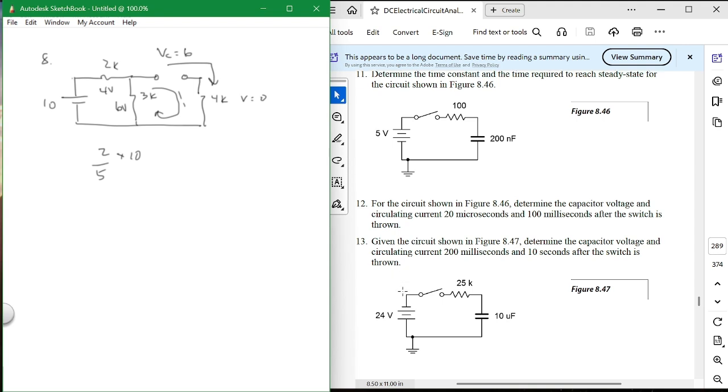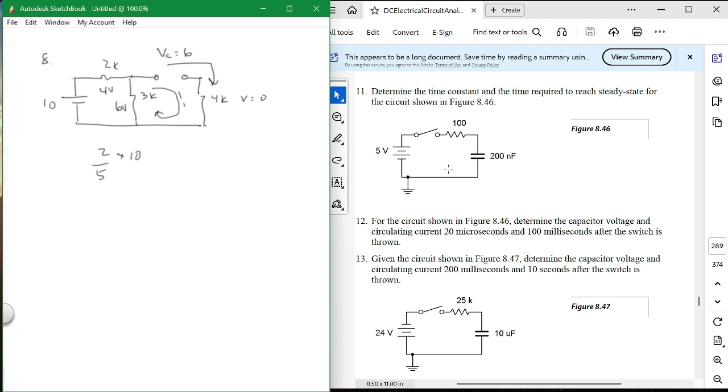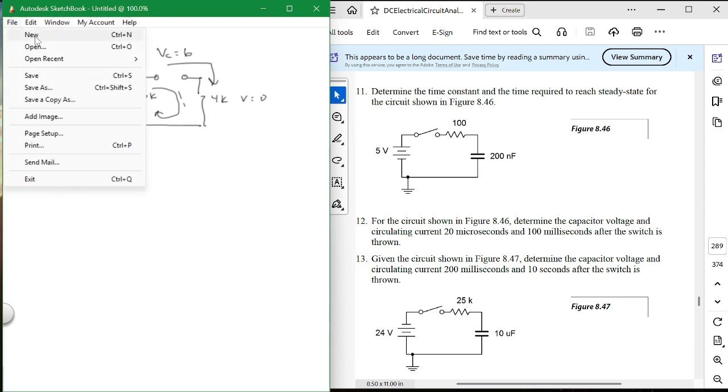Okay, now we're down to number 11. Here we go, number 11, time constant time. All right, so this is a time constant. This is a DC source with a resistor and capacitor. And again, when we studied this stuff, I told you that there is a day coming when you will study this as a differential equation problem, but you're studying it today as an algebraic problem.